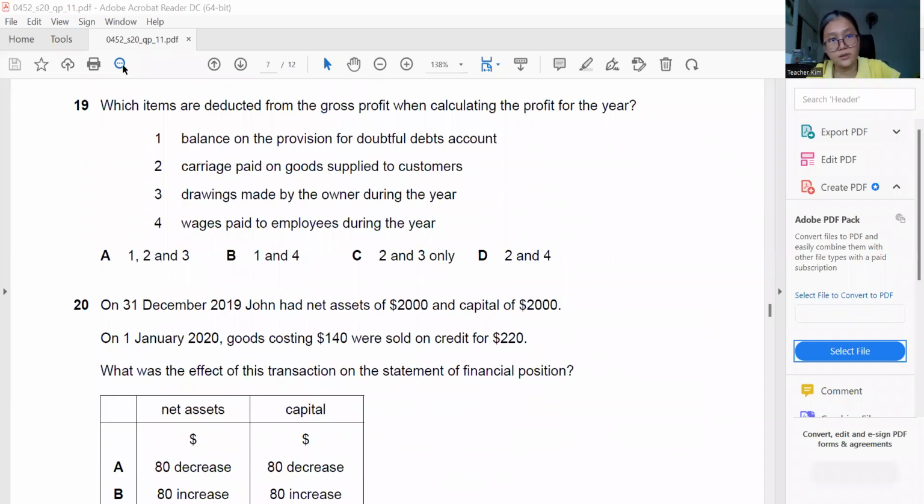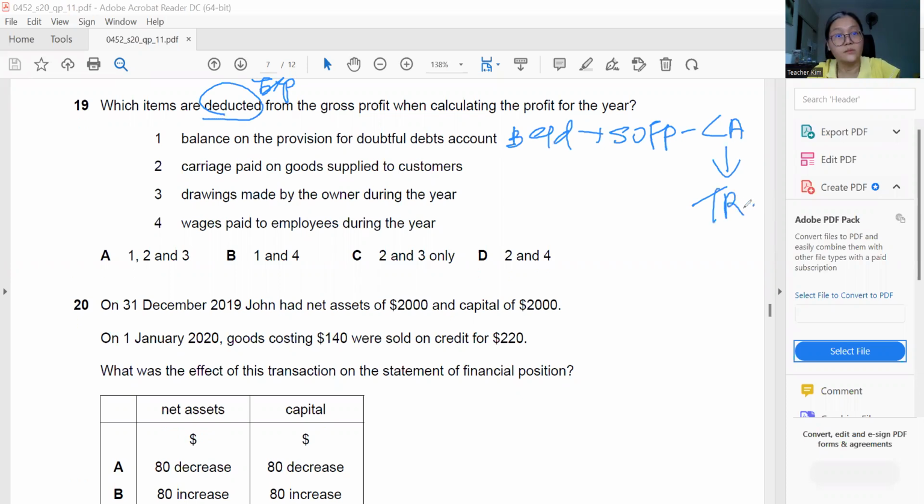Question 19, which items are deducted from the gross profit when calculating the profit for the year? Balance on the provision. Here deduct means expenses. Balance on the provision is a balance carried down, sitting under the SOFP, under the current asset. Deduct from the trade receivable.